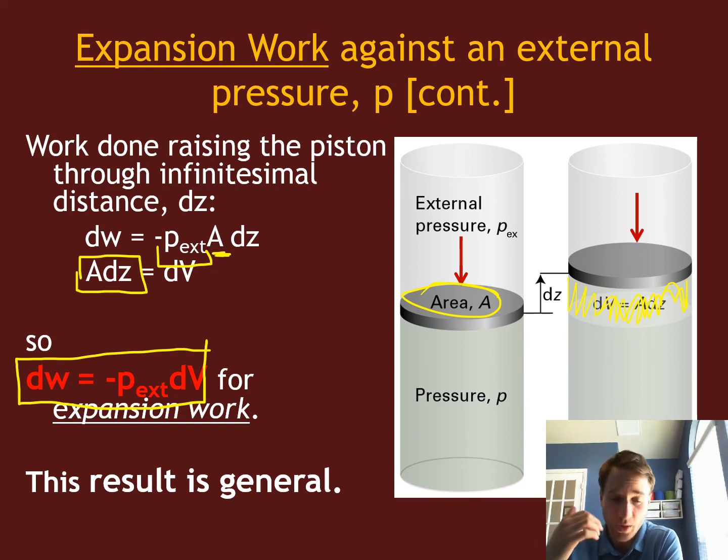So this equation here, dW equals minus P external dV, is true for all types of expansion work. Some infinitesimal change in height or volume is related with some small amount of work being done through negative times the external pressure. This is a general result, and we'll use it in future videos to describe how much work is being done when you expand against an external pressure versus a reversible changing pressure.